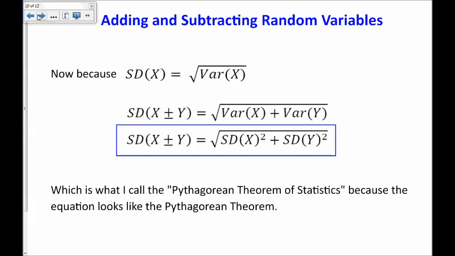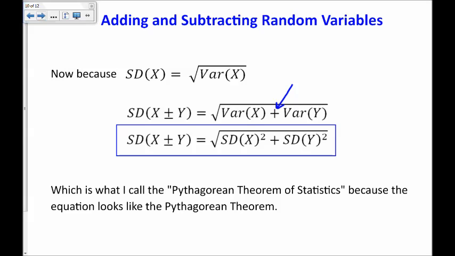Okay. Now, because the standard deviation of x is equal to the square root of the variance of x, we can use that property to derive what I call the Pythagorean theorem of statistics. So the standard deviation of x plus or minus y is equal to the square root of the variance of x plus the variance of y. Okay, also notice again that there's no subtraction here, it's just add. Okay, and the standard deviation of x plus or minus y is the square root of the standard deviation of x squared plus the standard deviation of y squared, which looks kind of like the Pythagorean theorem. So I call it the Pythagorean theorem of statistics.